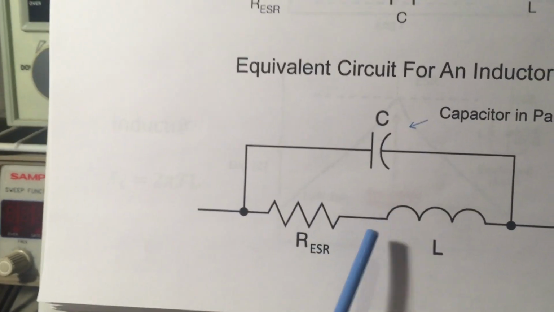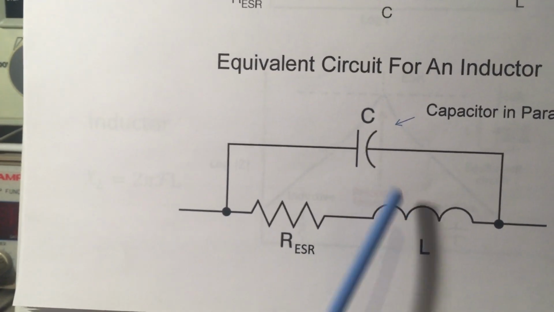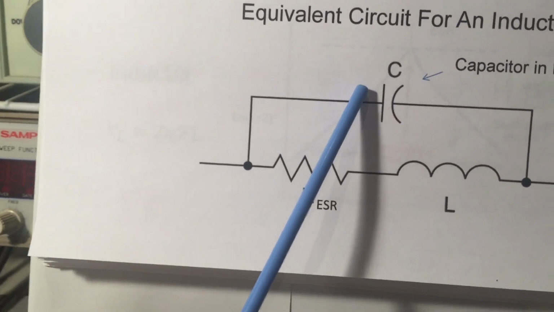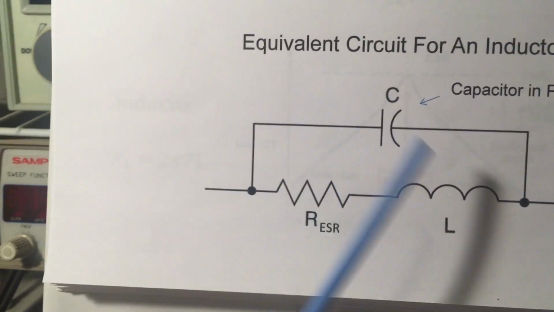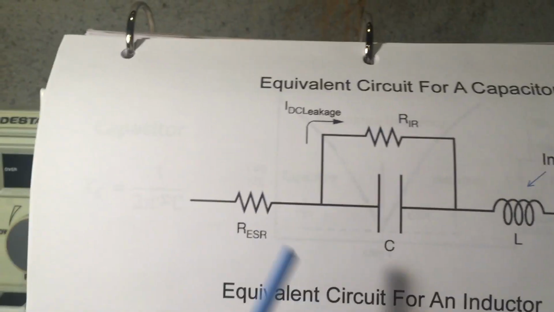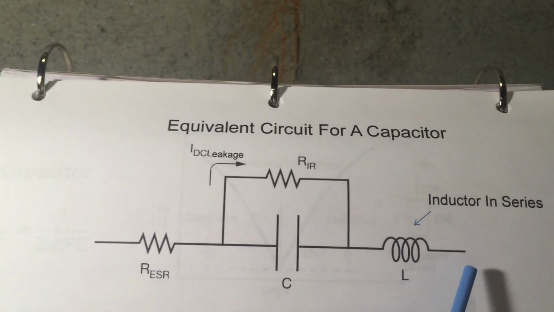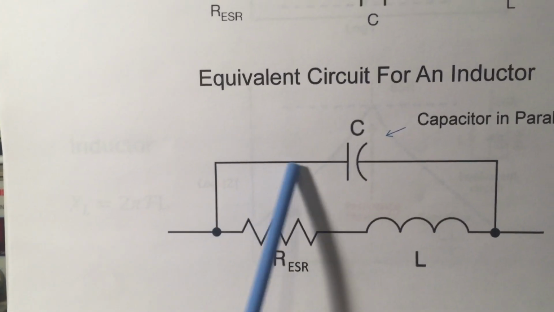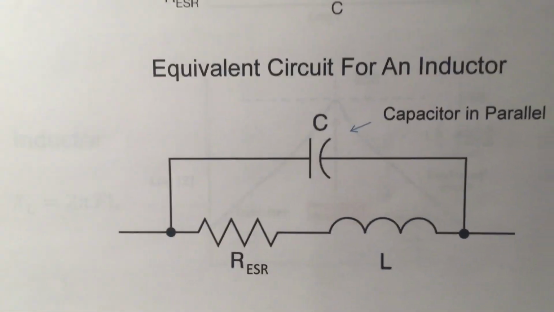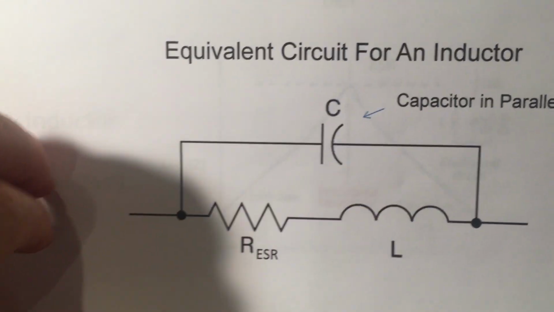Now you'll note the difference here, that the capacitor is in parallel with the inductor. So this is a parallel resonant circuit. So here we had a series resonant circuit, and here we have a parallel resonant circuit. So why is that important? Well, let's take a look.